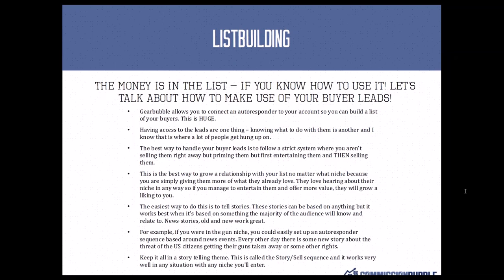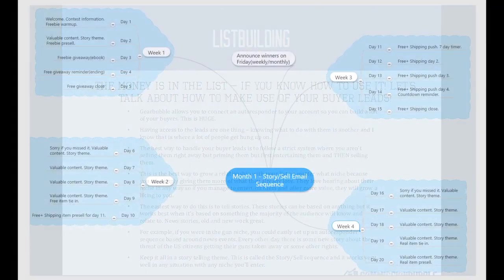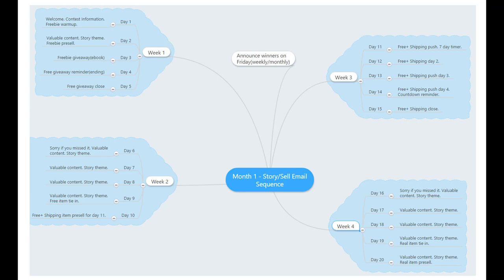So all you have to do is just take those news stories, try to find the most crazy ones, the most entertaining ones, turn them into a news story or a storytelling theme. This is called the story cell sequence, and it works really well in any situation with any niche that you'll enter. So, I mean, below this video, I actually have a diagram of the story cell sequence.